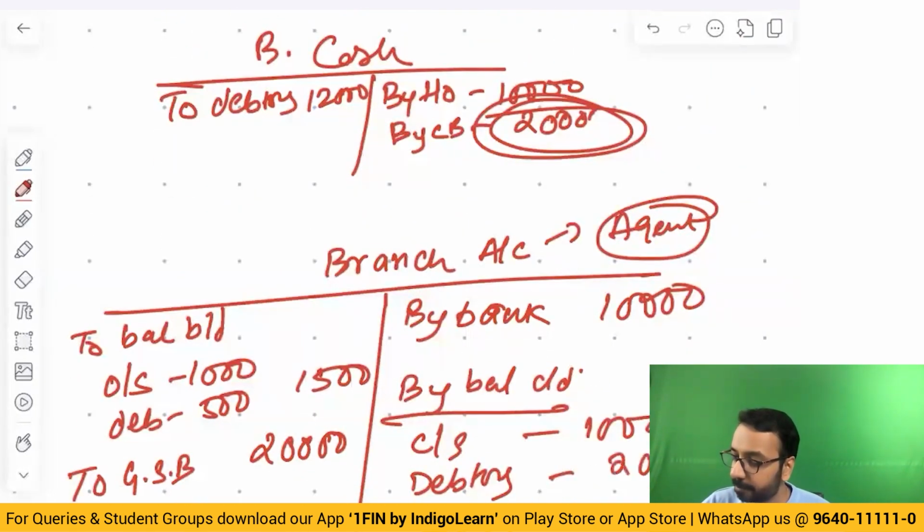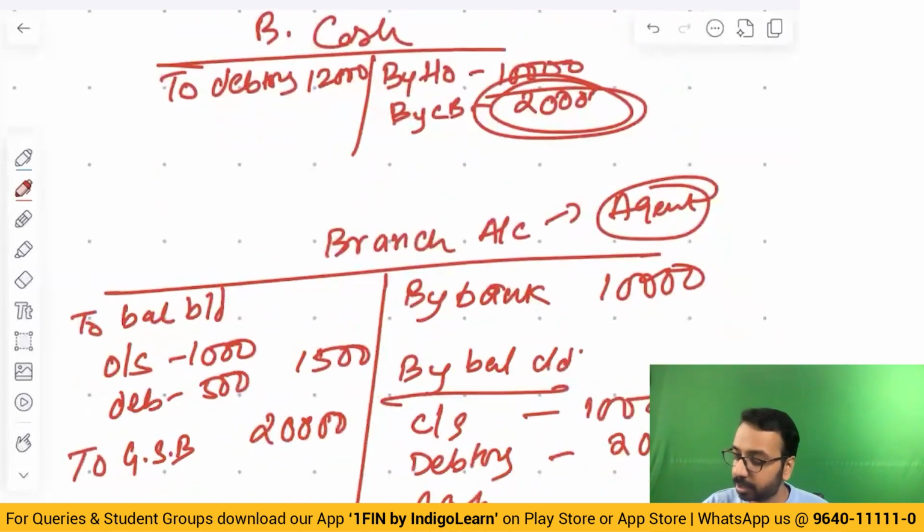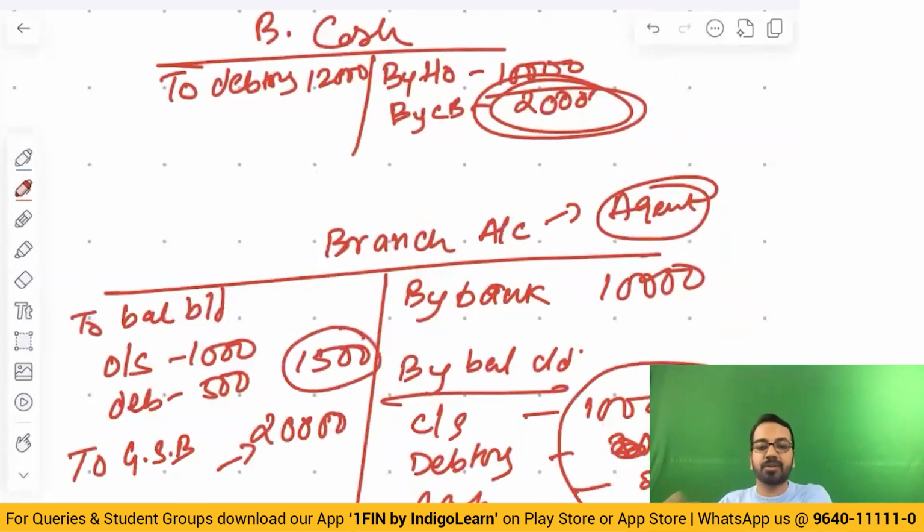Debtors at the branch, we said, 3,500. And cash at branch, we said, 2,000. This is the closing asset with the branch. This is the opening asset with the branch. This is the asset transfer to the branch, or there could be any other expenses which we incur on behalf of the branch. And this is the money received.